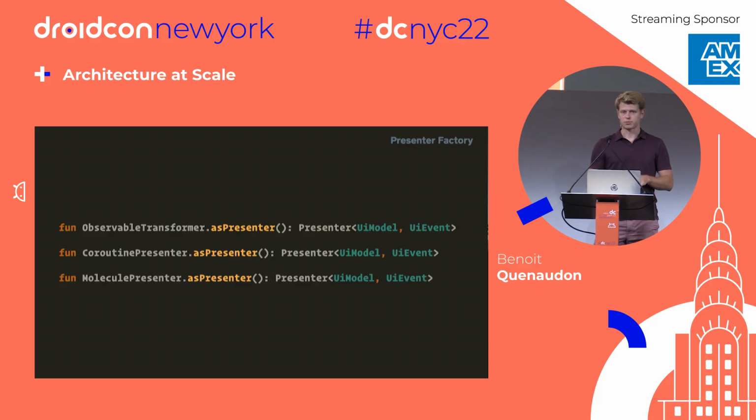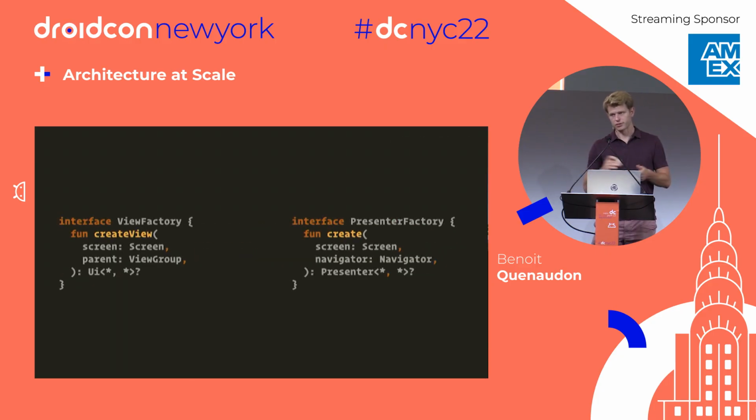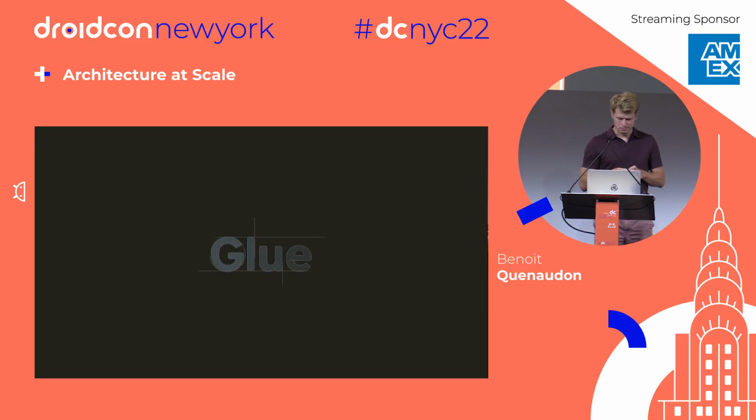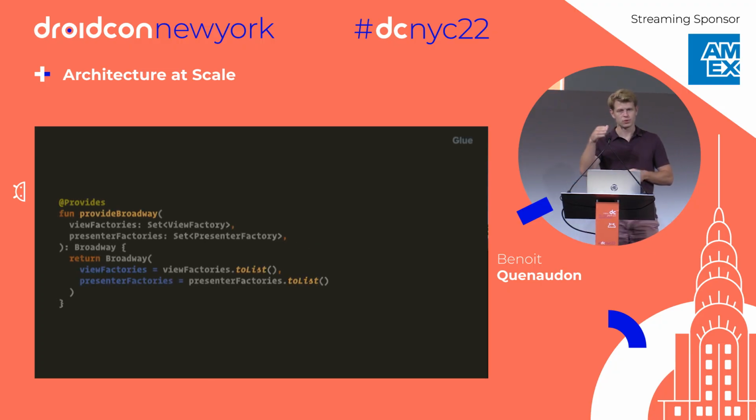So a feature module should be exposing the view factory, the presenter factory, and everything else inside this module should basically be internal. And I think that's great. So now the glue. This is actually the tricky part. So the way we do it, each module would be using a Dagger module, exposing its view factory or its presenter factory into the DI graph. We provide Broadway with all those factories.